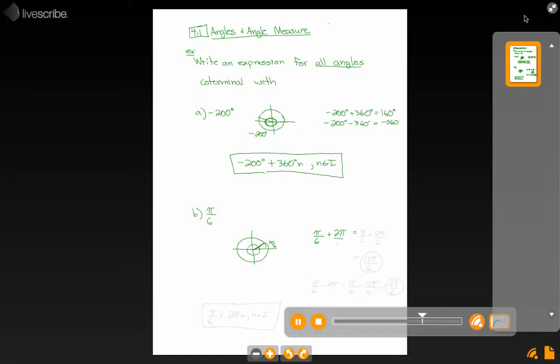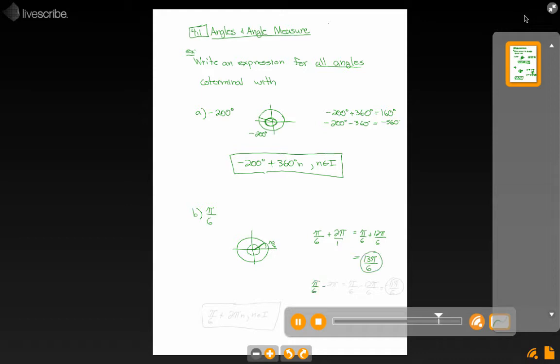Now in this case, here's where a little bit of fraction work has to come in. We have to find a common denominator. Pi over 6 plus 12 pi over 6 is going to equal 13 pi over 6. And what that would mean, if I look at the picture, is go from my terminal arm and do a full rotation and end up at the same spot. So 13 pi over 6 would be a good answer.